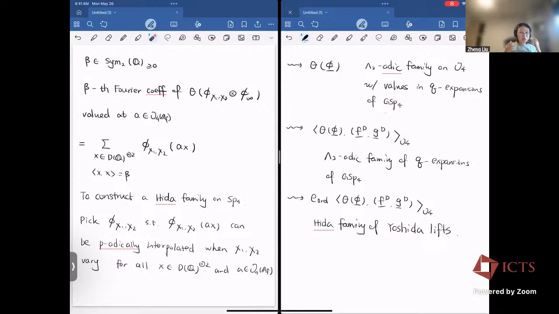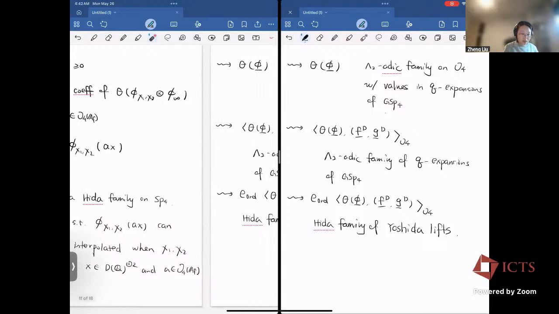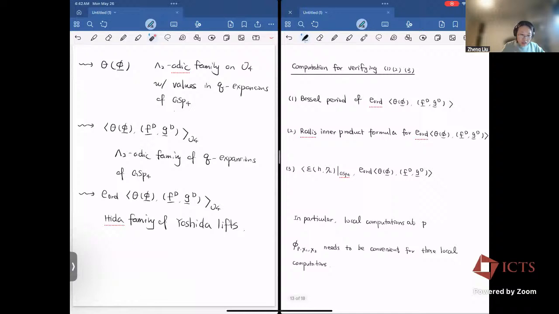Okay, so this is how we can construct such a Hida family of Yoshida lifts. And of course, in order to verify all the properties we need for our purpose, we need to pick some nice collections of this phi sub chi1, chi2 so that we can do some computations to verify those properties. So let me see next. We need to do many computations to verify what we want.